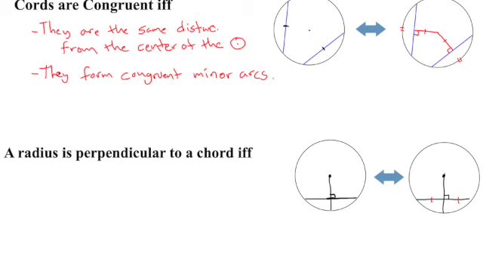So this is it. A radius is perpendicular to a chord if and only if it bisects it. I'm going to write the radius bisects. And remember, bisects means passes through the midpoint. So let me just say bisects.